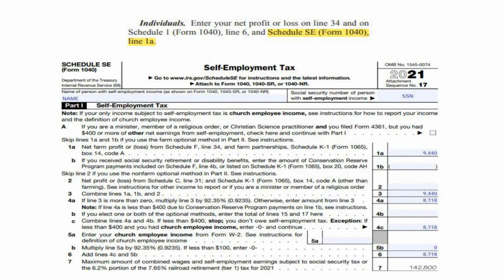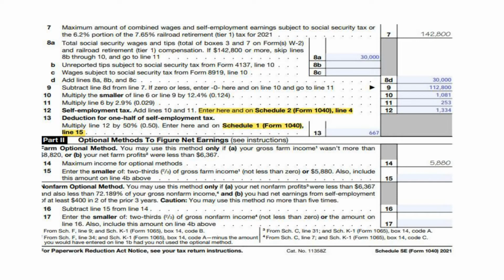To utilize the farm optional method, your gross income would have needed to be $8,820 or less, or your profits would need to have been $6,367 or less. Line 5A will be blank, as you don't have church employee income, thus line 5B will be 0. On line 6, add lines 4C and 5B together to arrive at $8,718. Line 7 is $142,800.